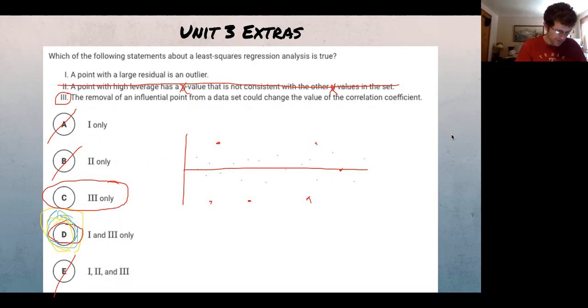So, I mean, it's almost right on the line. This one right here has a much bigger residual. You might even call that a large residual. Would you call that an outlier just because it has a large residual? Not necessarily.